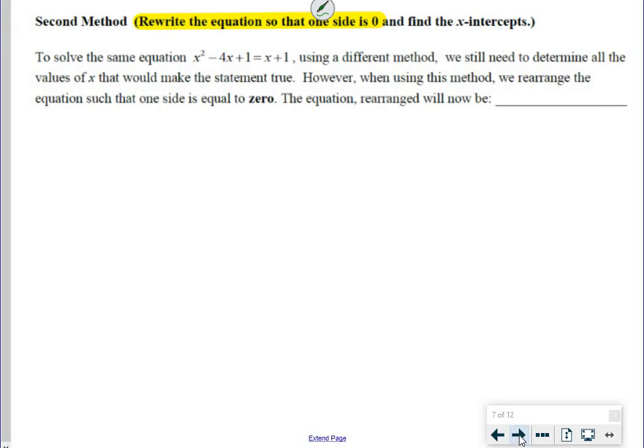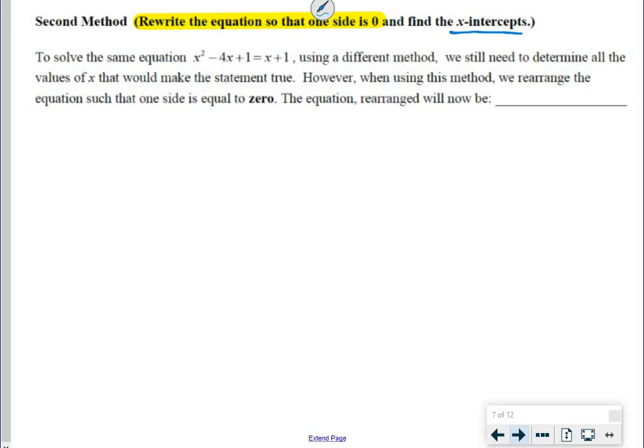Okay, second method, a little bit more work required, but we ultimately just graph it at the end and we're off. What we do is we rewrite the equation so that one side is equal to 0, and then we just find the x-intercepts. So this time we're not finding the intersection points, we are finding the x-intercepts. You could think of that as the horizontal line now moved to the x-axis, so it's y equals 0. So we're finding the intersection points of whatever parabola we get with the x-axis. That is the x-intercepts, or the zeros.